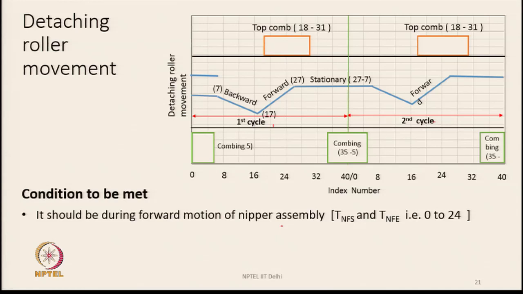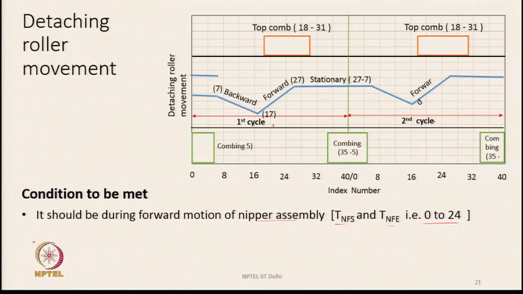And the condition to be met is that it should be during forward motion of the nipper assembly, because detachment can only begin when the nipper assembly has come closest to the detaching roller. So, this is one condition, that is it should be during forward motion of the nipper assembly, that is TNFS and TNFE, that is between 0 to 24.